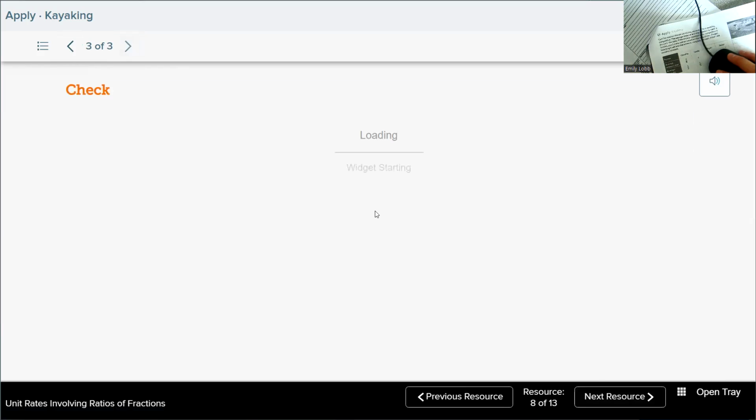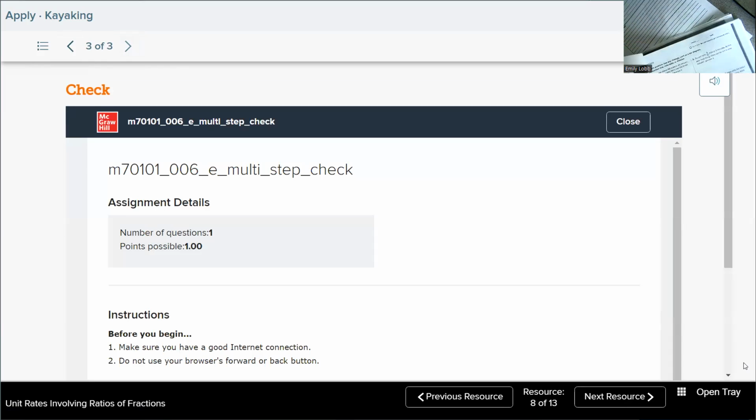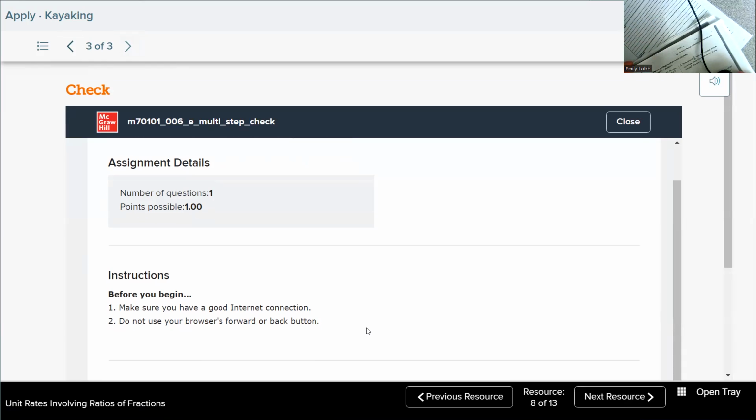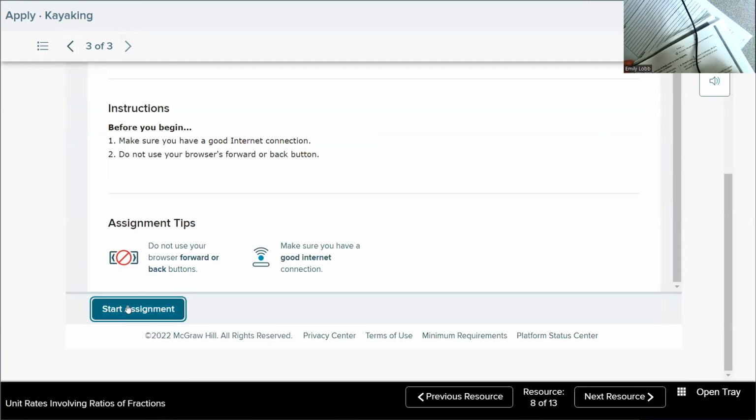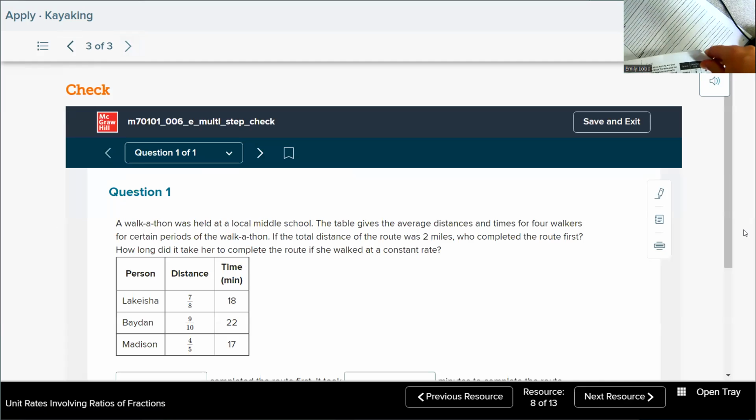And finally, here is your check. I do believe this may be on page 10. It sure is. So turn to page 10, and here is your check for the day. I'm kind of thinking this is where we're going to be leaving off.